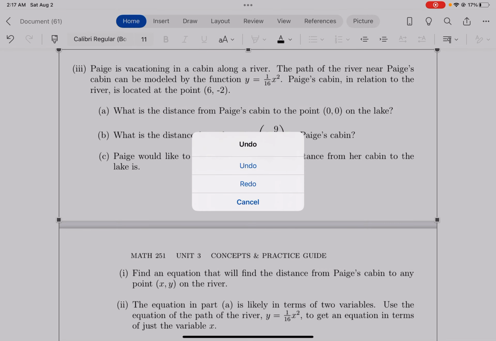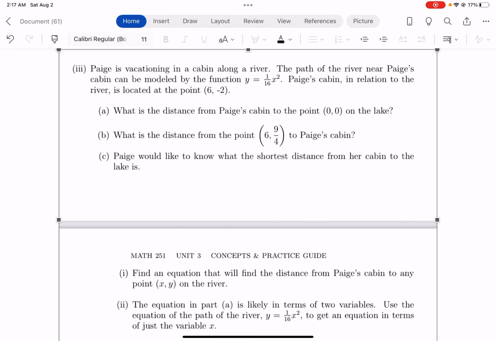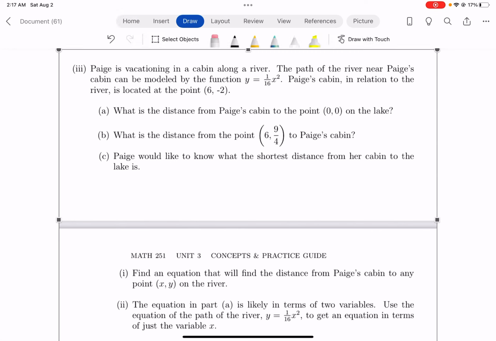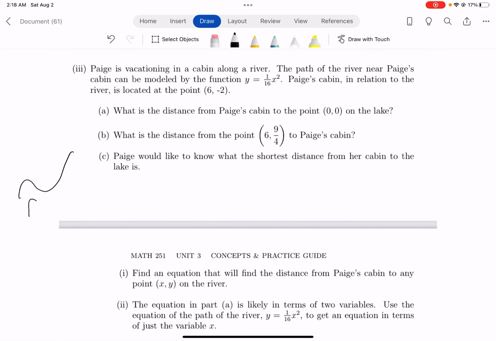Okay, let's look at this problem. Paige is vacationing in a cabin along the river. The path of the river near Paige's cabin can be modeled by the function. So this is the path. The river is moving like this, and this is the path: y = 1/16 x squared.